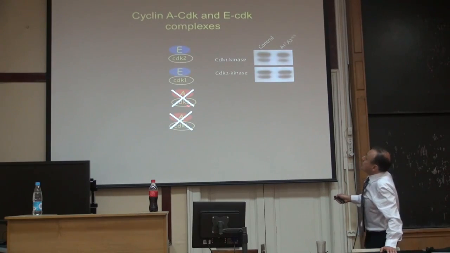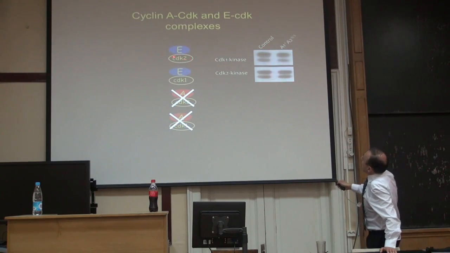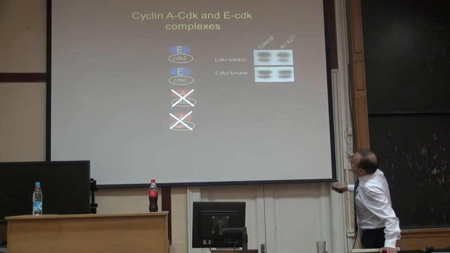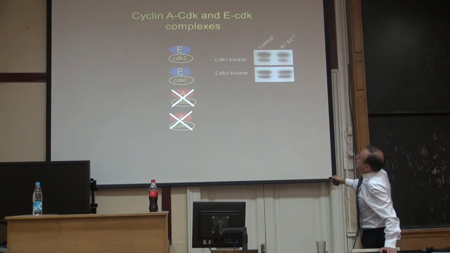So first of all, when we knock out cyclin A in our knockout cells, we still see activity. So this is the kinase activity of CDK2 and CDK1. This is control, and this is a knockout. So clearly, if we knock out A-type cyclins, then those kinases are still active because they're activated by cyclin E.